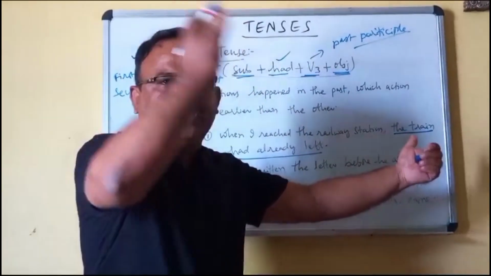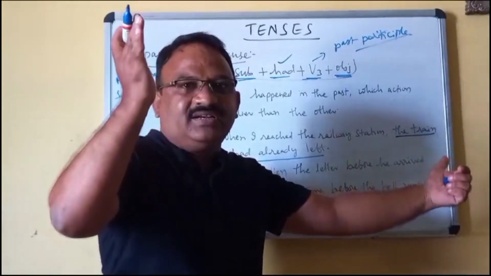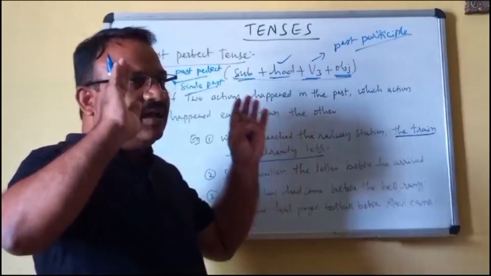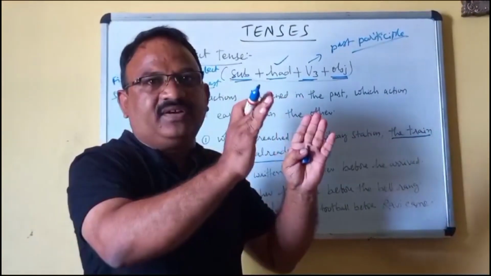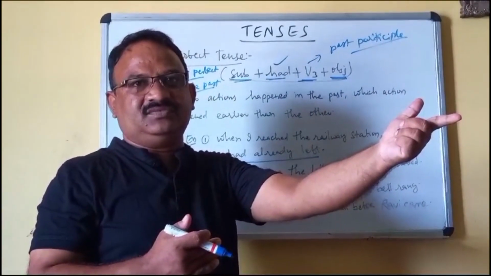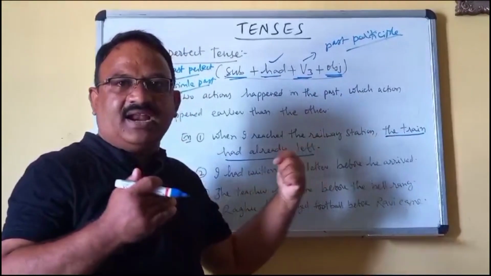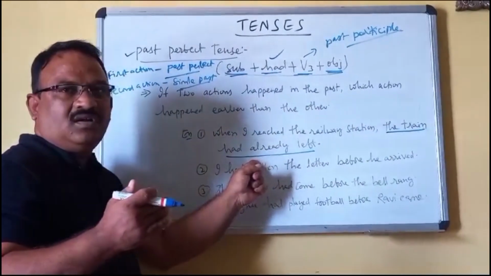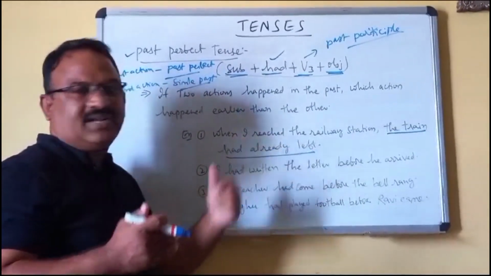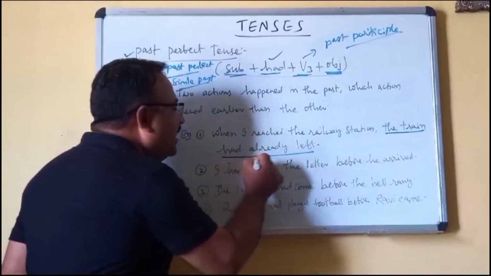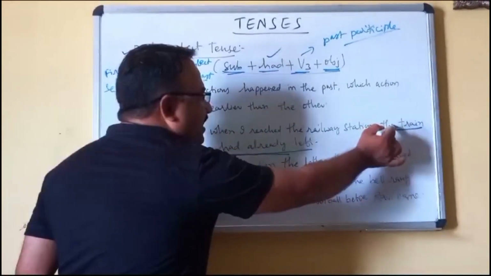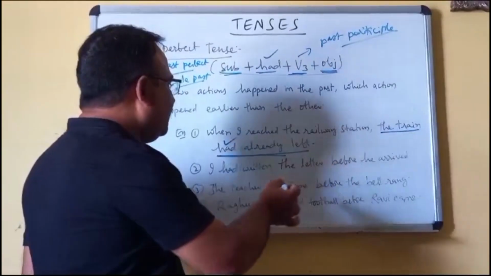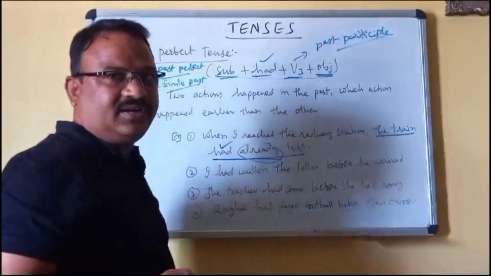The train had left, right? So that action happened first. That means after the train had left, he reached. The first action, the train had left. That's why you should write it in past perfect tense. The train had already left: subject, had plus V3. Leave, left, left. Already, this is an adverb, right?